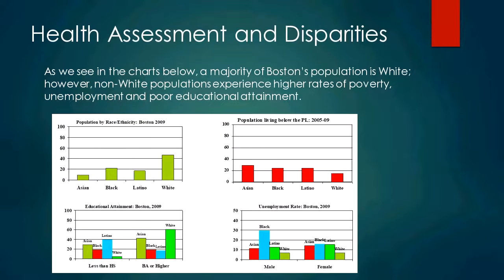And for those who have less than a high school education. For those who have a bachelor's or higher, we see a significantly greater percentage of the Asian population and white population that have a bachelor's or higher relative to Black and Latino populations. So this should give us a sense of, or help make us ask, what does this mean when we think about health outcomes?